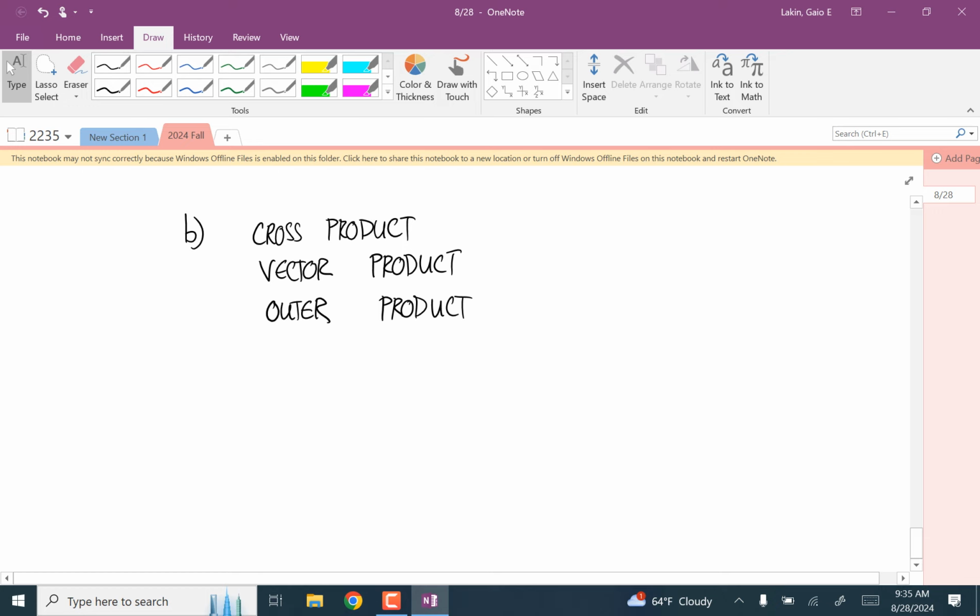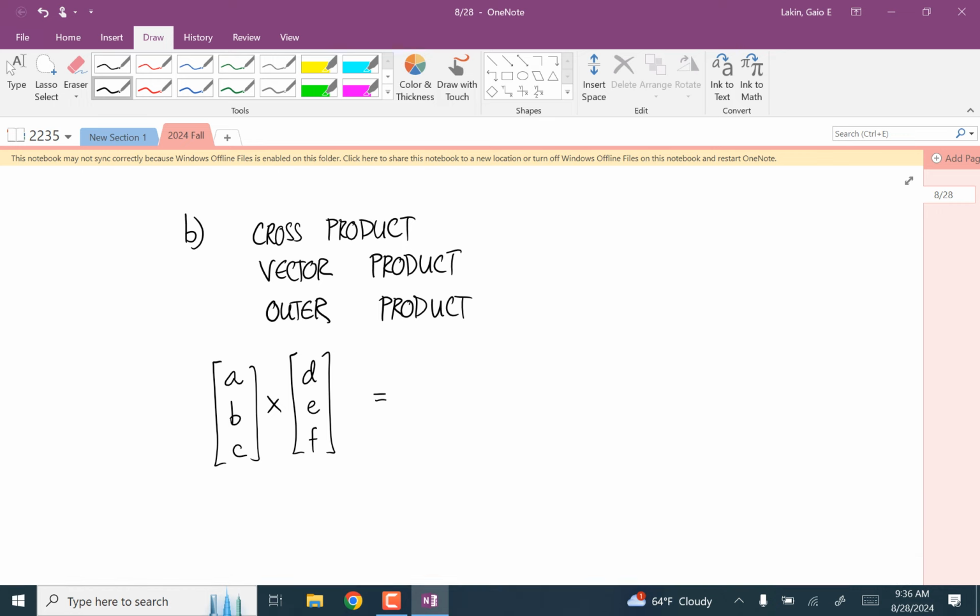So the definition of this: if you have A, B, C and you're crossing it with a vector D, E, F, here's how it goes. It's a little confusing. How many of you have done calculations with these before? Everyone at some point, pretty much, most people.